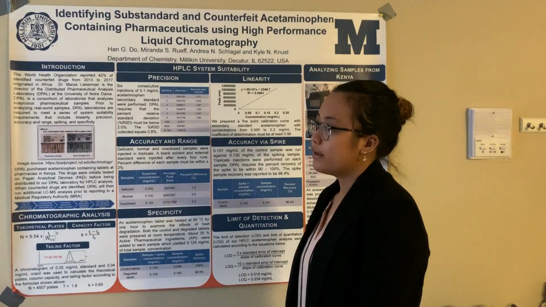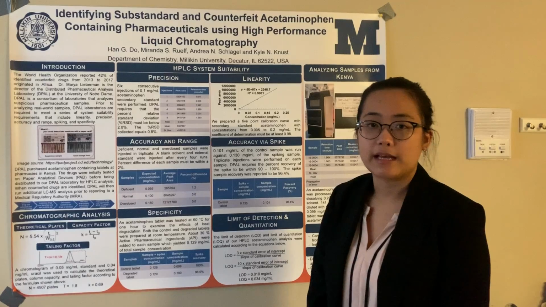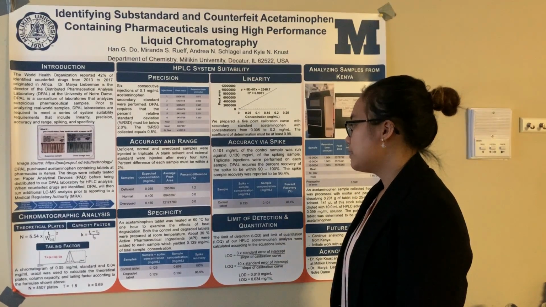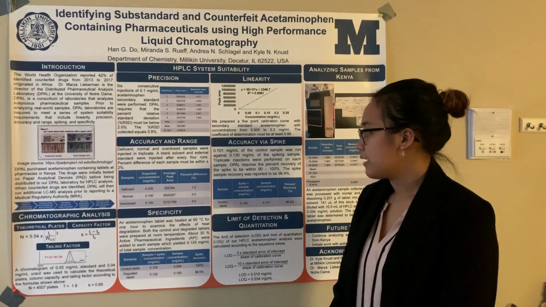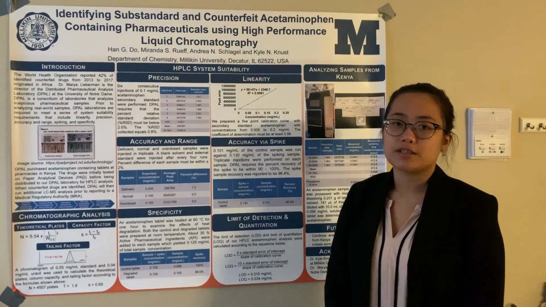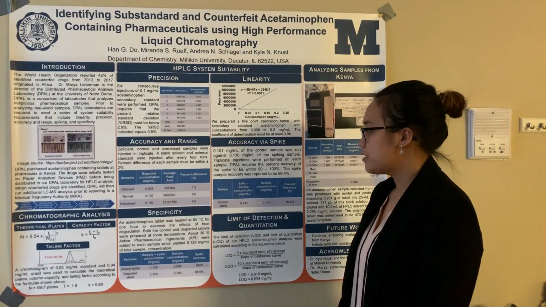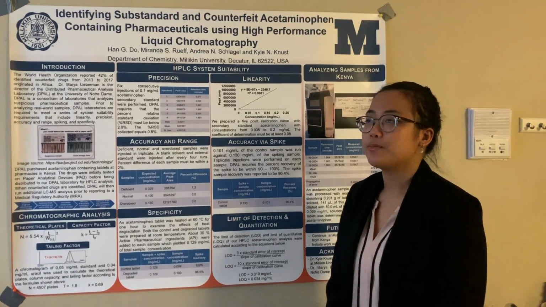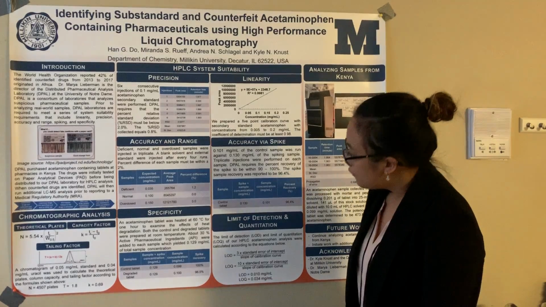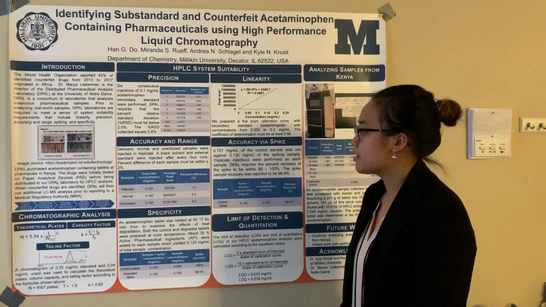Accuracy via spike. Deficient, normal, and overdose samples were injected in triplicate. Applying solvent and external standard were injected after every 4 runs. The percent difference of each sample must be within plus or minus 2%. For the deficient sample, I have 1.2%, and for the normal and overdose samples, I have 0% difference.